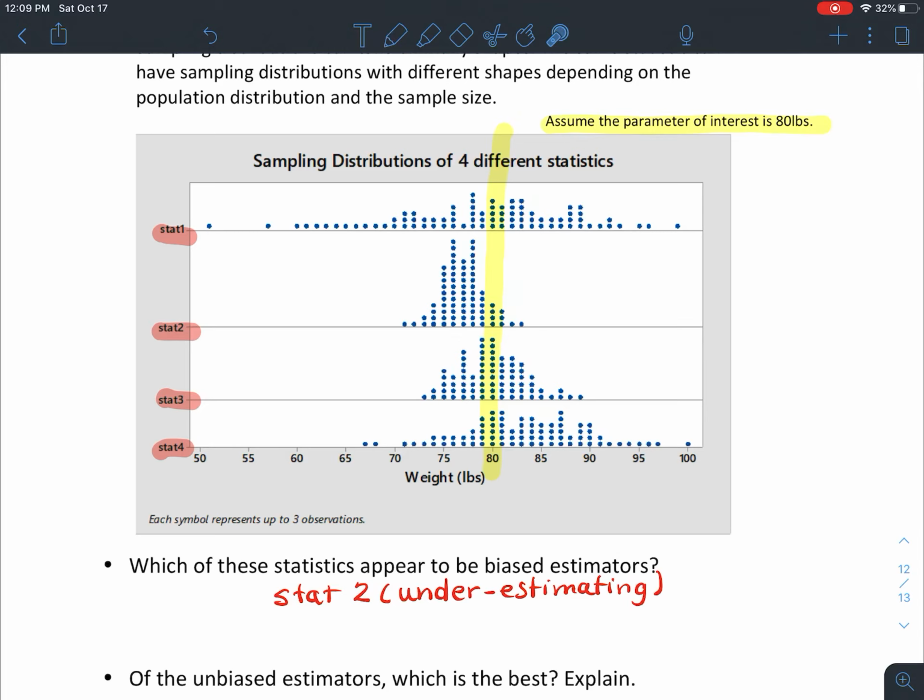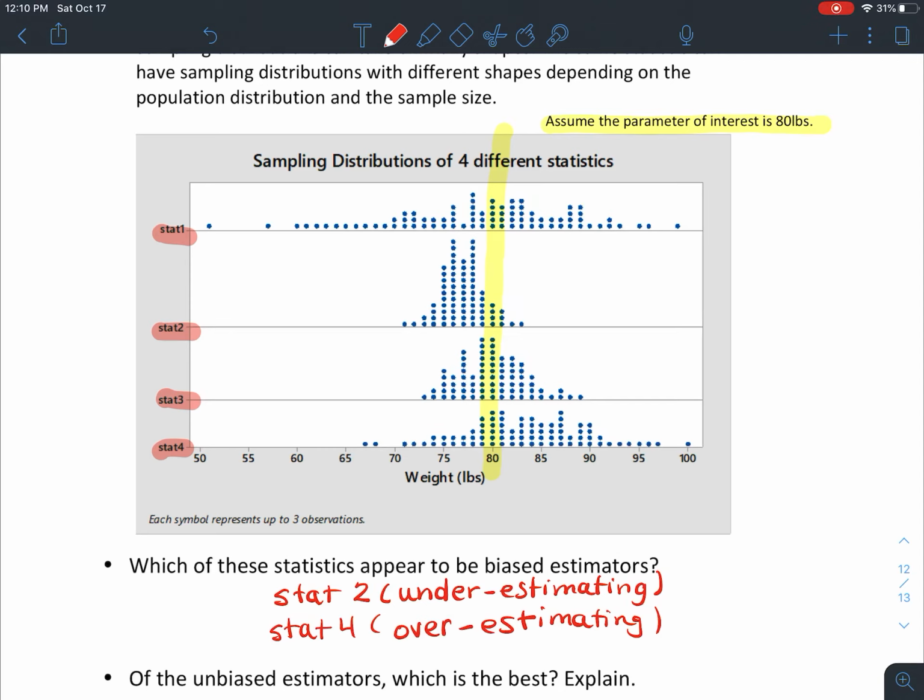The other one that looks like maybe it's a biased estimator could be stat 4, because I see a lot more dots on the right than I do on the left. Stat 1 and 2 kind of feel like maybe I have about the equal amount of dots there. So I'm also going to call stat 4 as maybe slightly overestimating my population parameter.